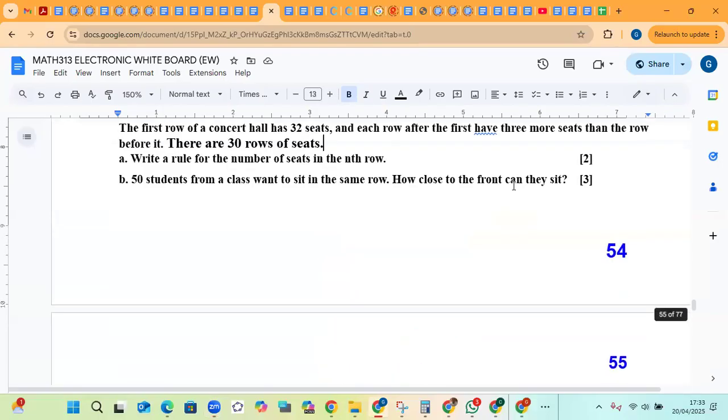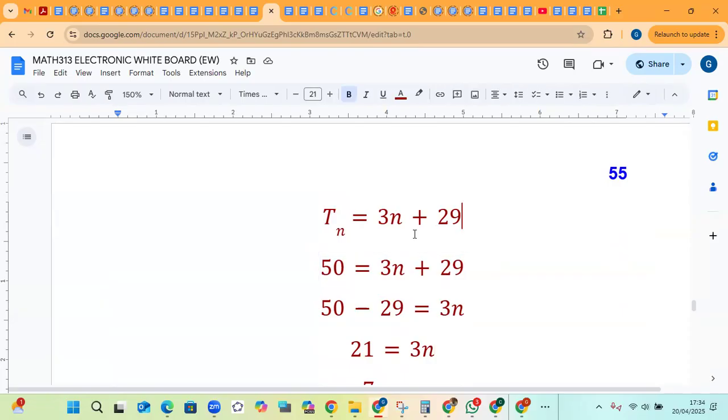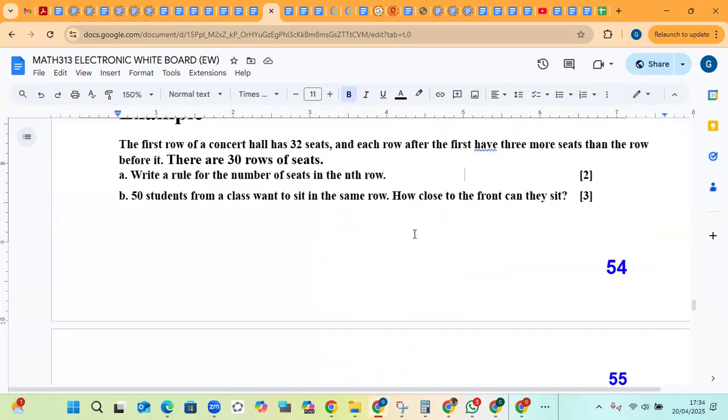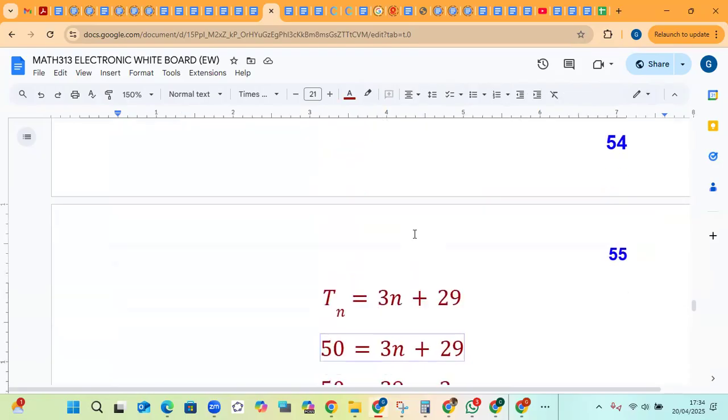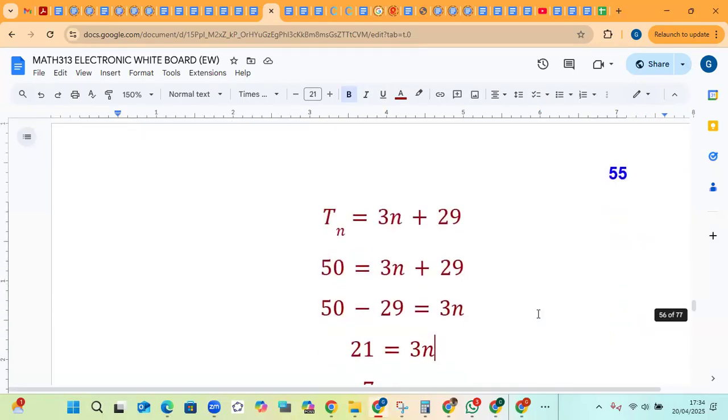And in this example, A was 32, and D was 3. So we have, just a minute, write a rule, and we have 3n plus 29. Oh, because 32 was subtracted by 3. So this is missing some working. Okay, so before we have 3n plus 29.